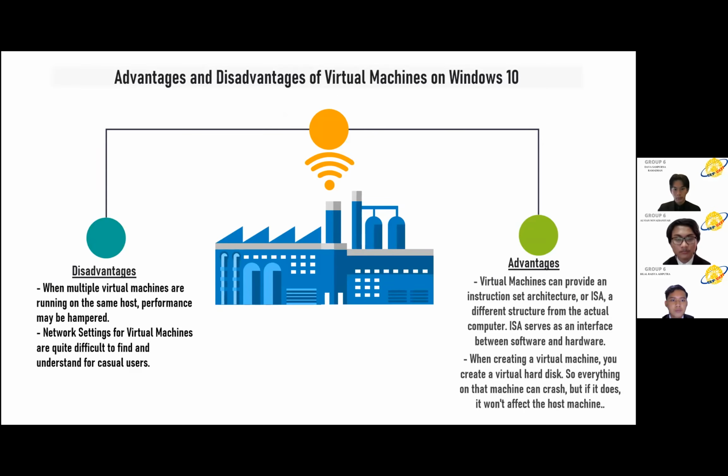Next, advantage and disadvantage of virtual machine on Windows. Disadvantage, when multiple virtual machines are running on the same host, performance might be hampered. And number 2, network settings for virtual machines are quite difficult to find and understand for casual users. Advantage, virtual machine can provide an instruction set architecture or ISA, a different structure from the actual computer. ISA serves as an interface between software and hardware. When creating a virtual machine, you create a virtual hard disk, so everything on that machine can crash, but if it does, it won't affect the host machine.